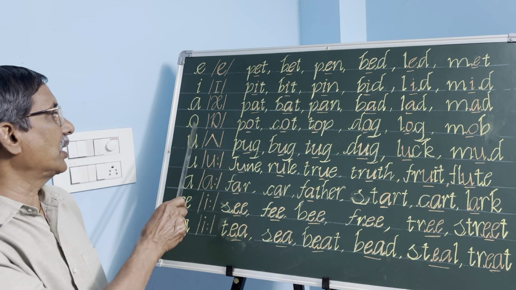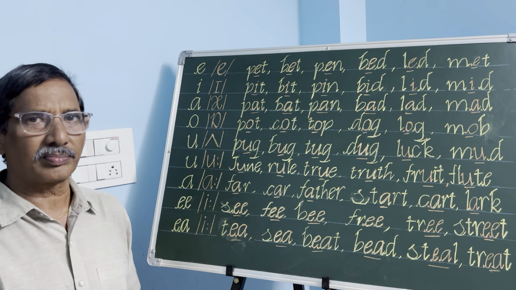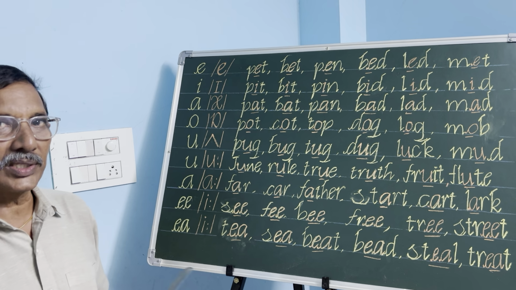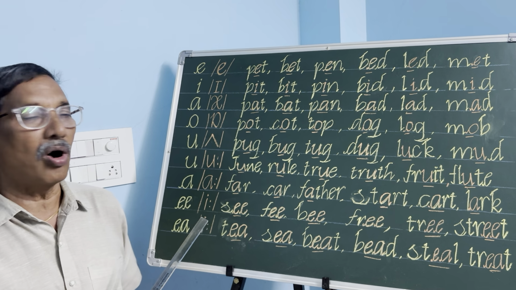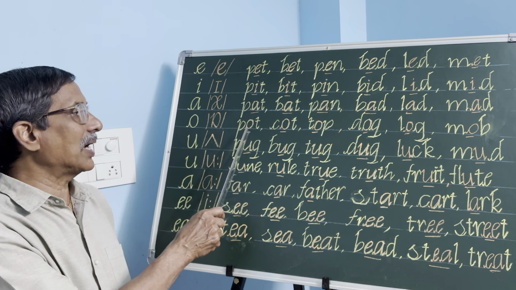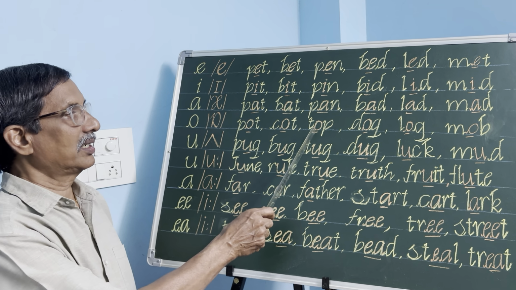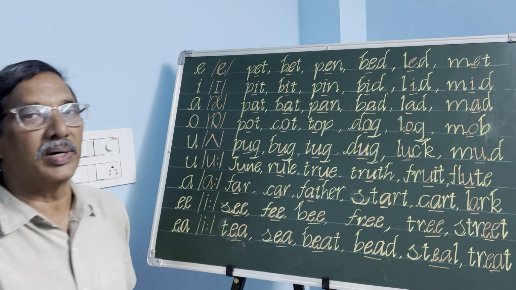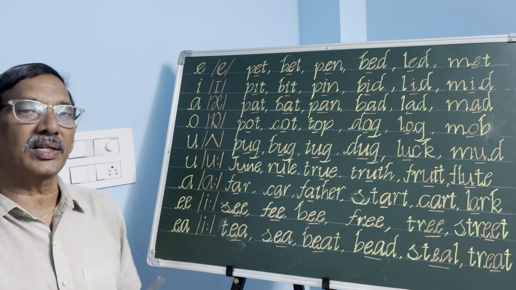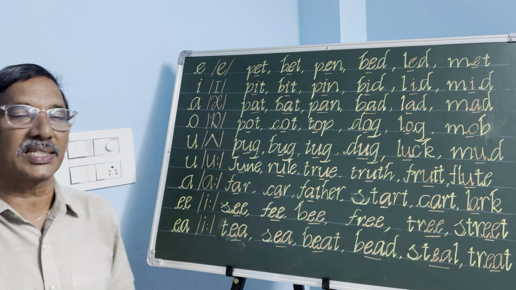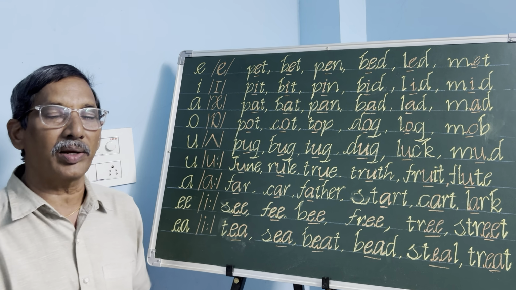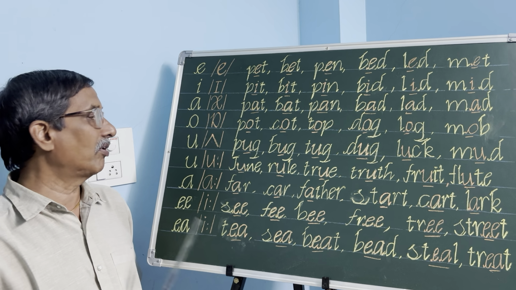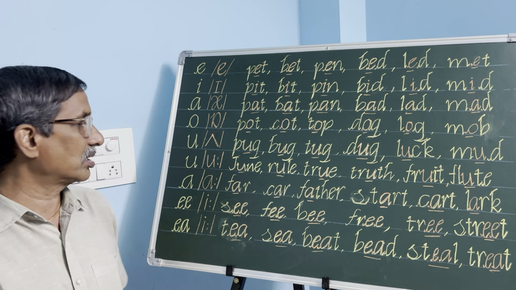And coming to the next letter O. The letter O produces mostly the short vowel O sound. Pot, cot, top, dog, log, mop. After giving this list, the students are able to produce more and more words using the vowel letter O with this sound.